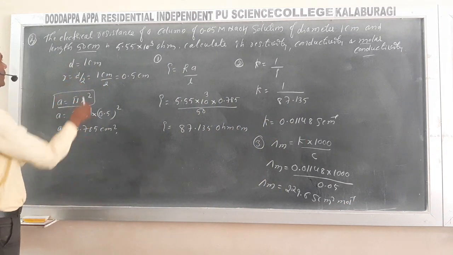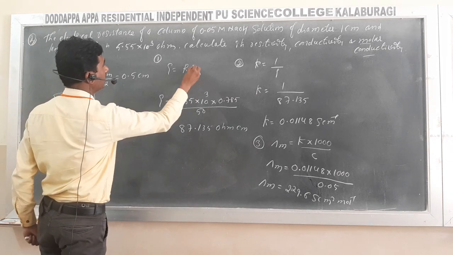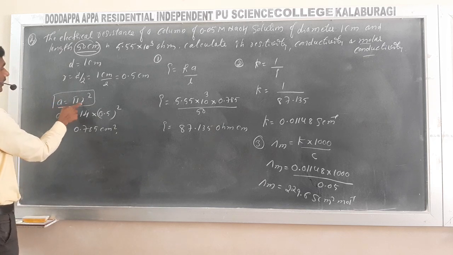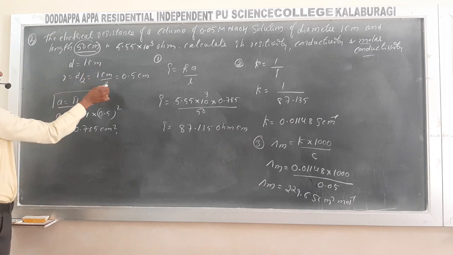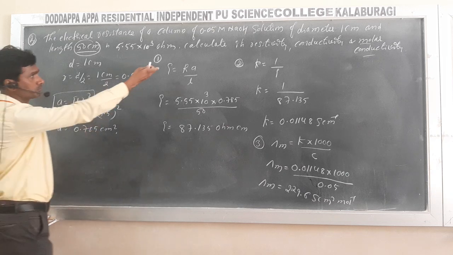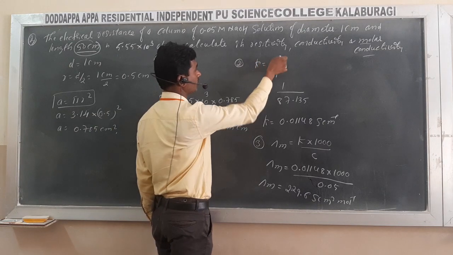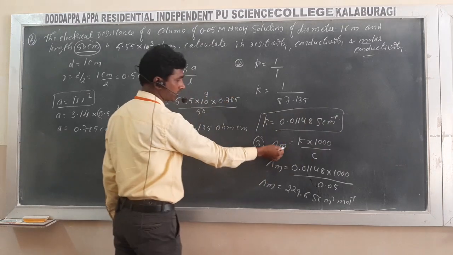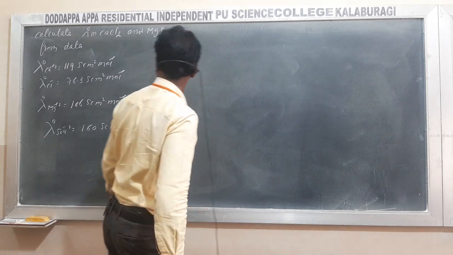So first L is given, this is 50 centimeter. Area is not given directly, so you have to find out area by using the equation A is equal to pi r square. So D is equal to 1 centimeter, r is equal to 1 centimeter divided by 2, it is 0.5 centimeter. So we can get area, and you have to substitute in case 1. So we can get resistivity. After getting resistivity, you have to find out conductivity as the reciprocal of resistivity. After getting this conductivity, then you go for calculation of molar conductivity.